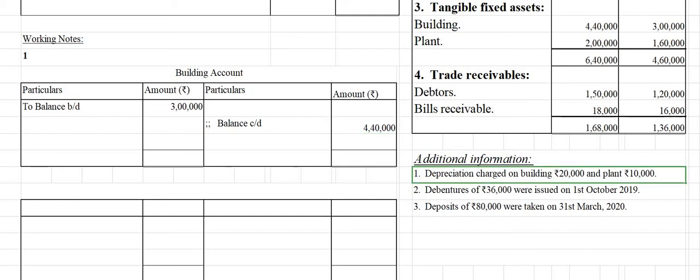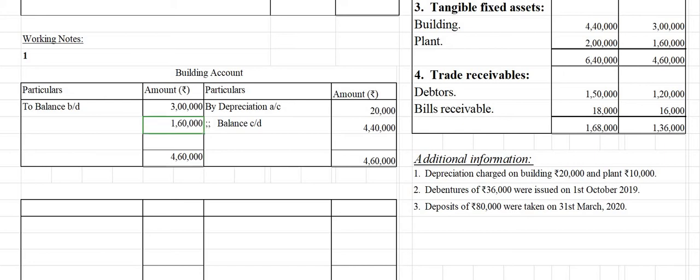Then the information given here is depreciation. You can see additional information, depreciation on building 20,000. So by depreciation, how much? 20,000. So these are the information given to us. Let us total that. 4,60,000 is the total. Since the credit side is more, we are totaling the credit side and writing that to the debit side and finding out the balance in the debit side. See how much we have got. 1,60,000 balance we have got in the debit side.